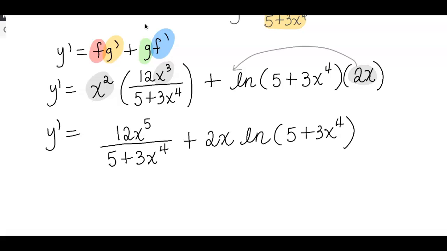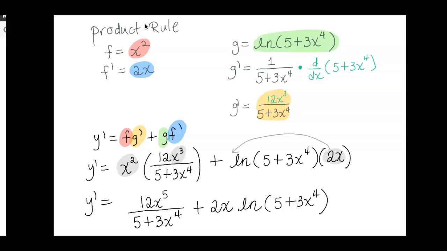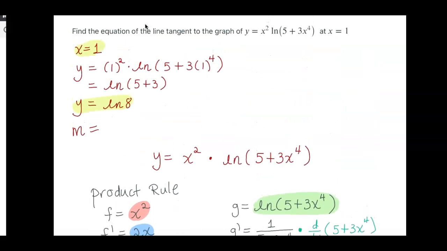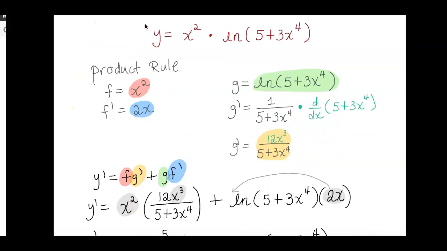And why did we do all this work? Well, because we wanted to find the slope. Look, the slope was missing. I need my 3 pieces. I have my x, I have my y, but I don't have my m. So to find m, you will now plug in x equals 1 into this derivative function.